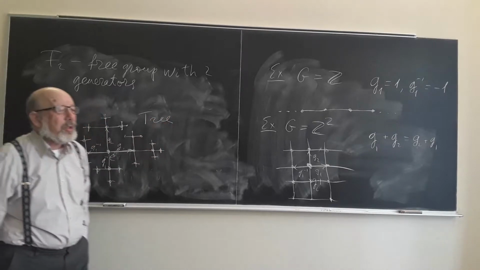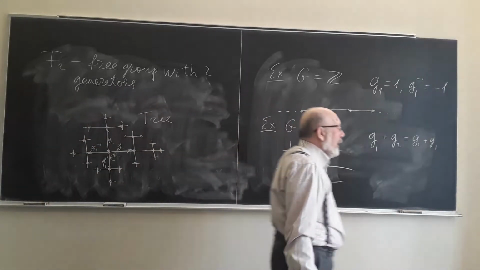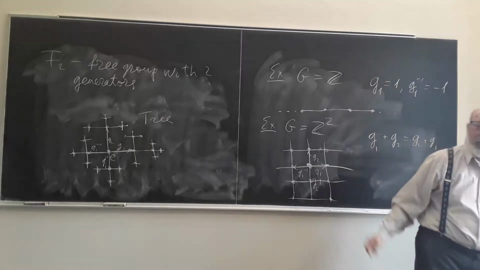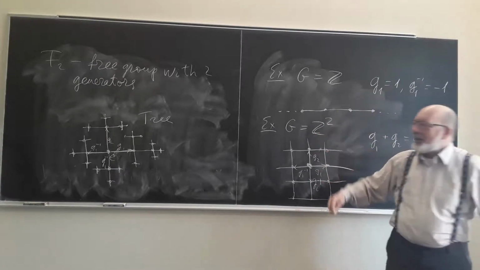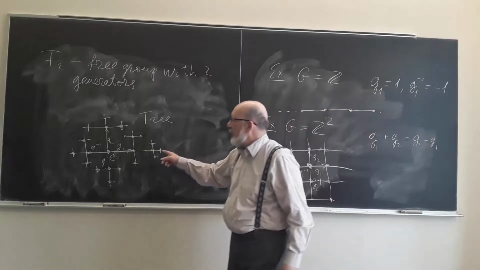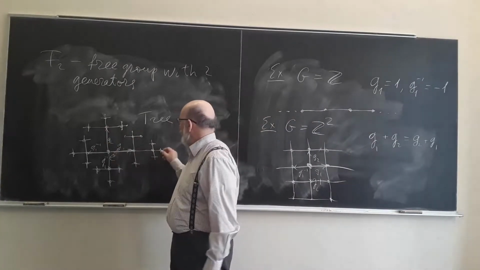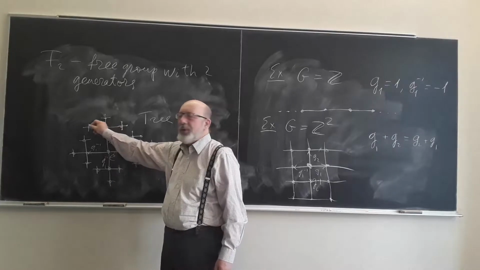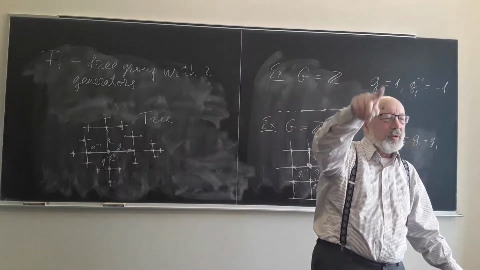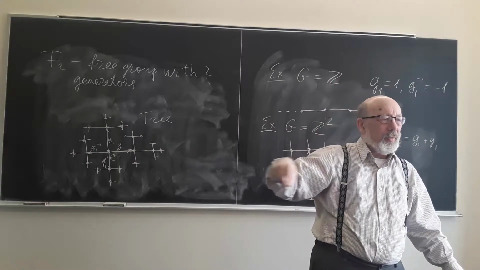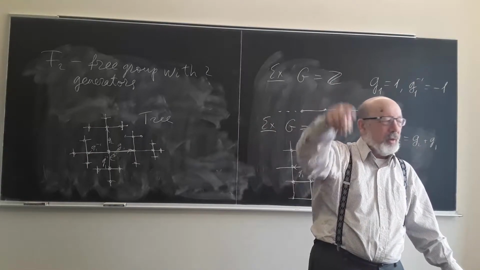So what is a tree? A tree is a graph having no closed paths, no loops. This means that from any point of this graph to any other point, if there is a path, then this path is unique. We cannot go by two different paths. Otherwise, you could have a closed loop.